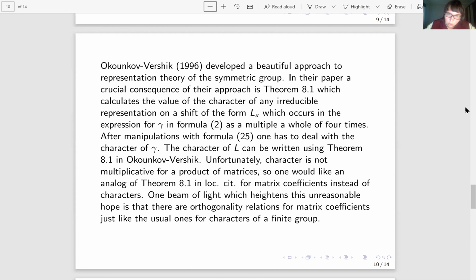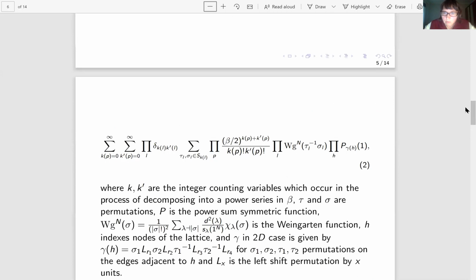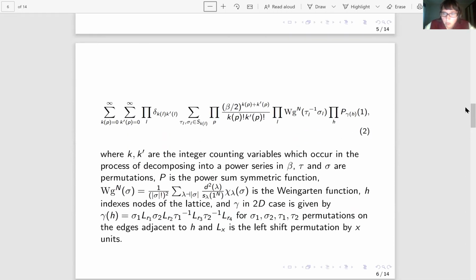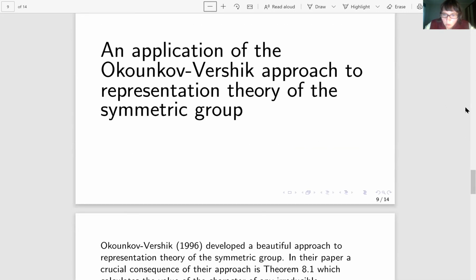So this is the main consequence of the theory in Okounkov-Vershik's paper: how to calculate the character of any irreducible representation on this shift of the form Lx, basically a cycle which shifts everything by x units. That's what it lets you do. And this is useful for the horrible expression that we're trying to calculate, because one has to deal with the character of gamma. After some manipulations with this big formula, summations and changing the order of summations, what comes out is the character of gamma. I'm not going to show the manipulations, but you have to believe me.